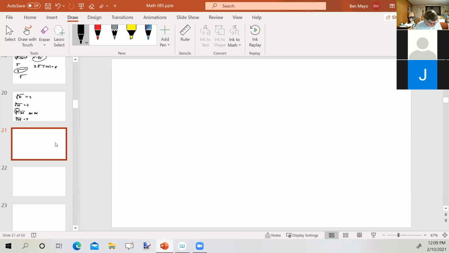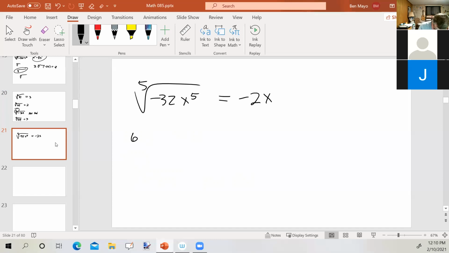It says simplify each radical expression. Assume all variables are unrestricted. The fifth root of -32x to the fifth. So what's the fifth root of -32? It's -2. And the fifth root of x to the fifth? It's x. Do we need absolute value bars? No, because it's an odd root. Excellent.